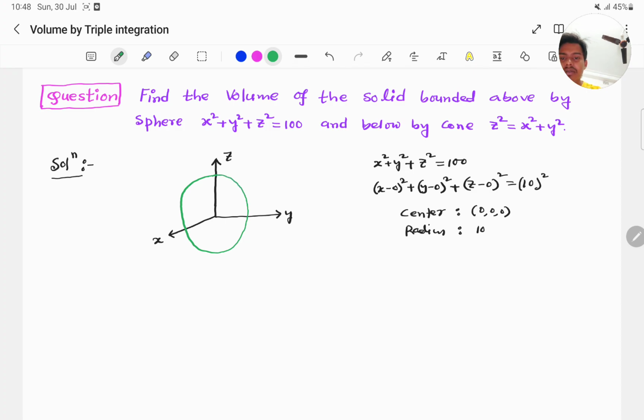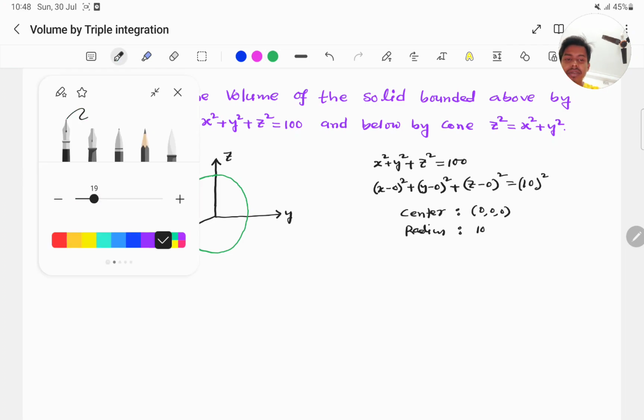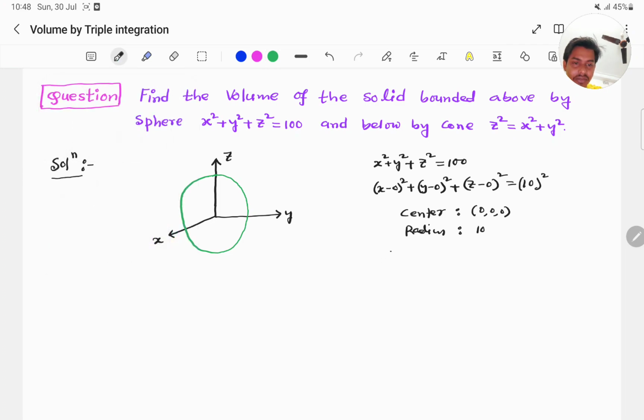Now let me draw the cone here. The cone that we have is z square equal to x square plus y square. If we want to draw this cone, we have to observe a little bit. The observation is the following: if you take z equal to 0, then we get x 0, y also 0. Basically when you draw this cone, it will be a double-sided cone.